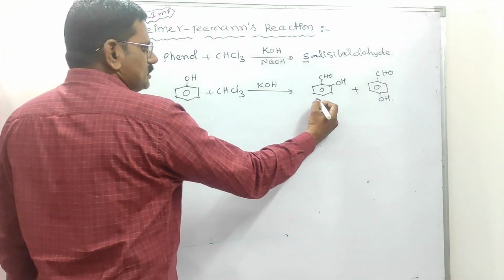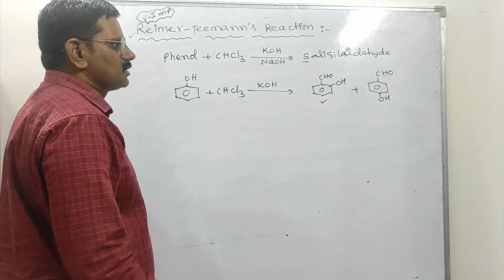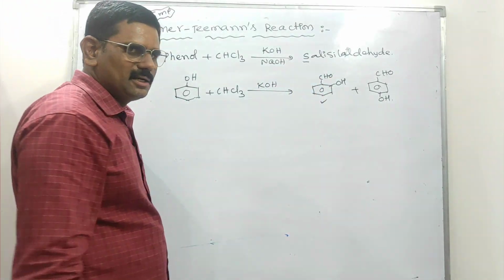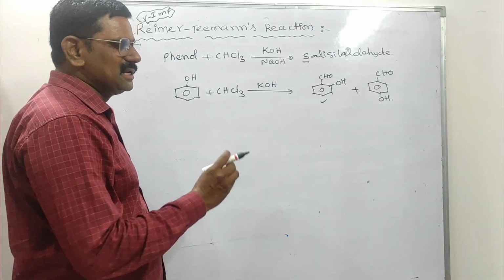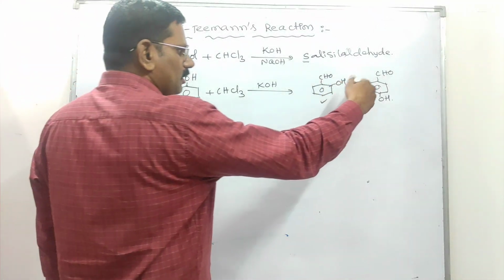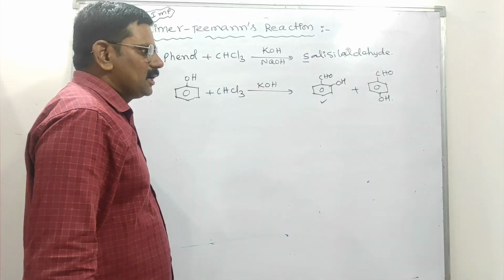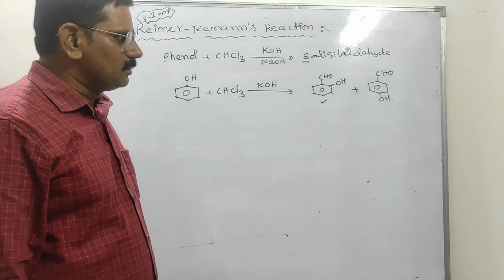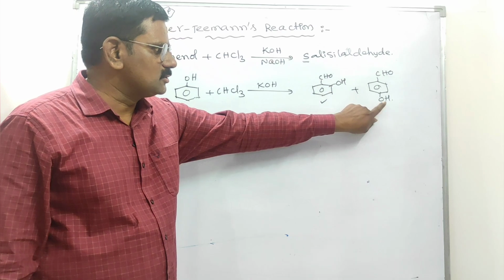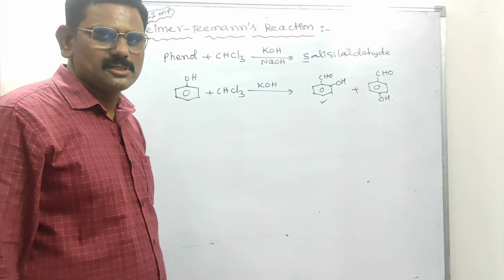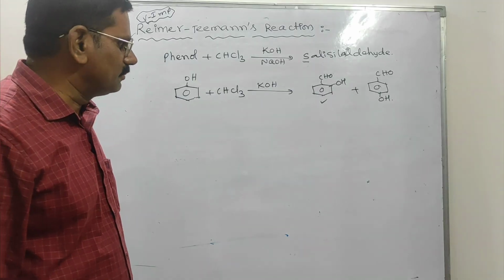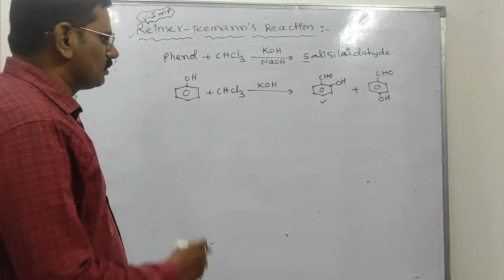And see, this ortho-hydroxybenzaldehyde is also called salicylaldehyde. You know, in ortho-hydroxybenzaldehyde, intramolecular hydrogen bond or chelation is present, whereas in para-hydroxybenzaldehyde, intermolecular hydrogen bond is present. The boiling point of intermolecular hydrogen bonding containing para-hydroxybenzaldehyde is more than that of ortho-hydroxybenzaldehyde. We will observe the mechanism, how it is forming.